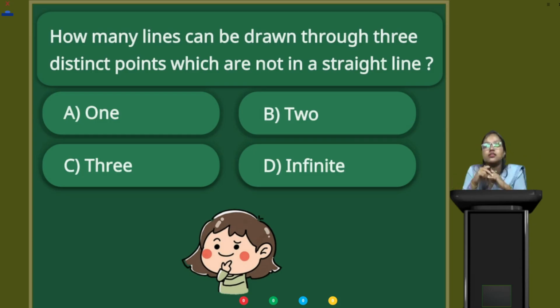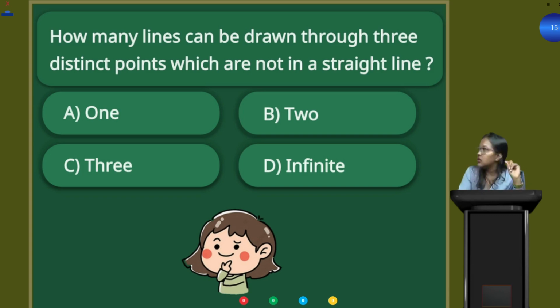Okay, so here is one question time for you all. Let's see how many of you are able to answer this question. Your question is, how many lines can be drawn through 3 distinct points which are not in a straight line? Okay, your options are option A 1, option B 2, option C 3, and option D infinite. So I am giving you time. All of you try to answer this question. Which one is the correct option? All of you choose your answer.